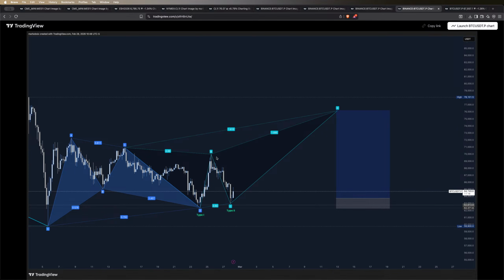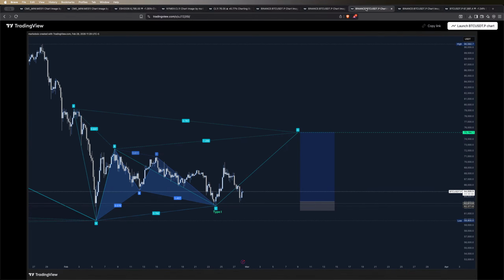X to A to B, the 0.886 to C, now where? To the golden mean. From these highs to the lows, we have the 1.618 at 66,000. What do we have near those levels? The previous technical proposition in the same manner.